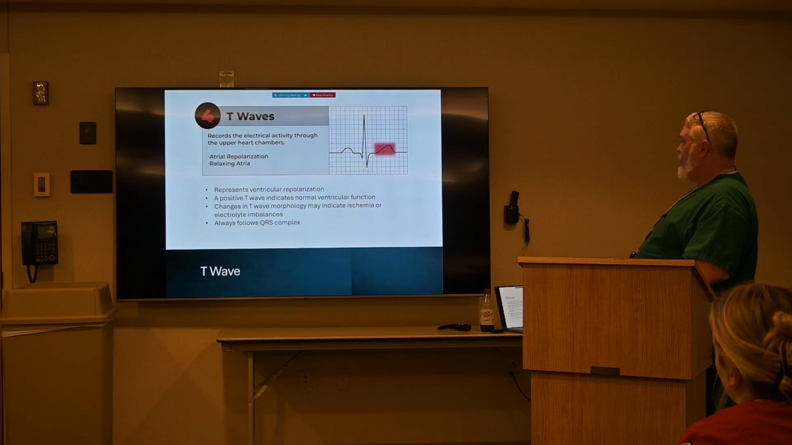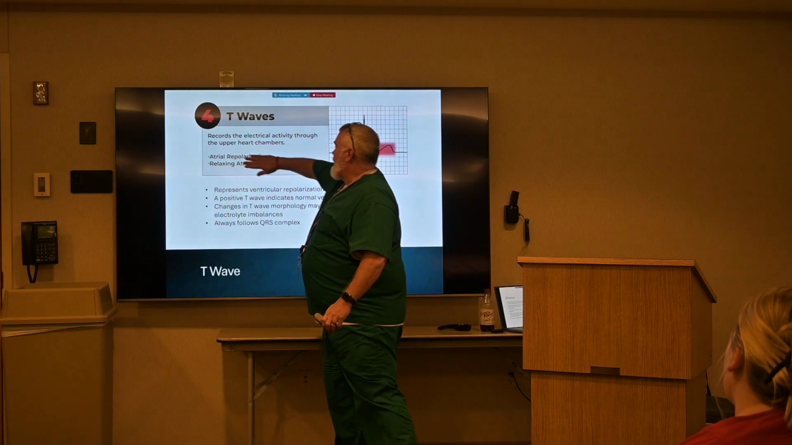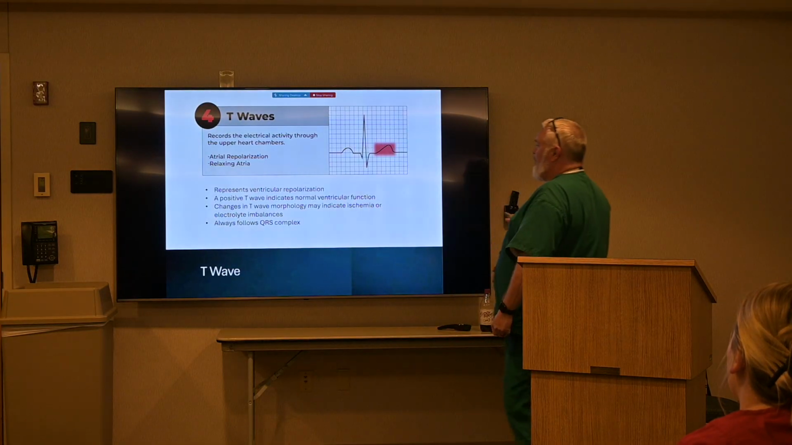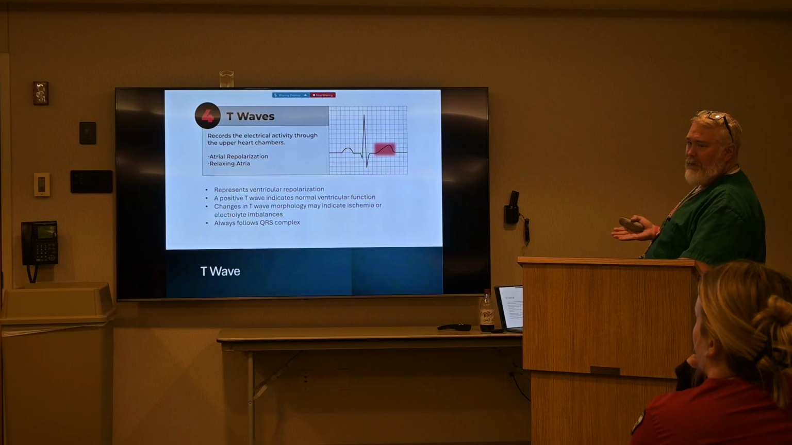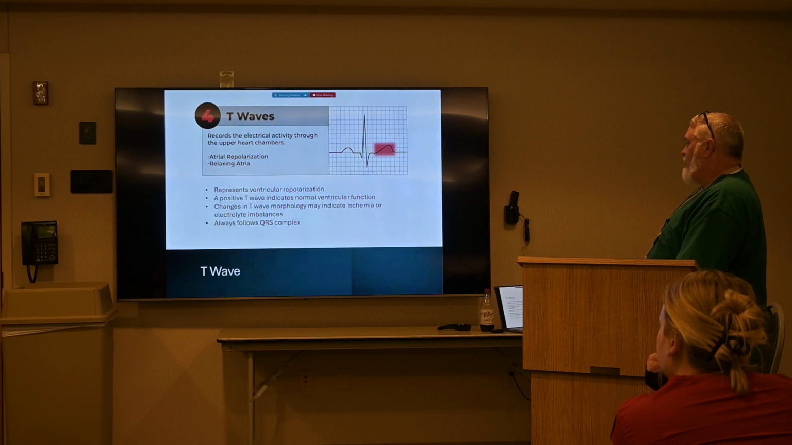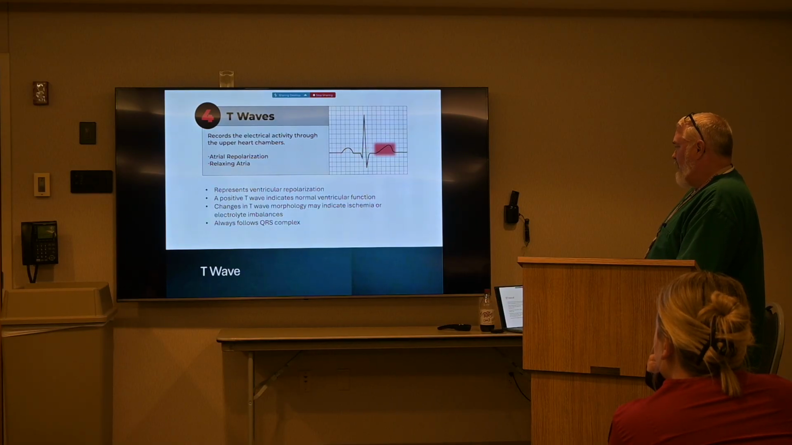T waves. And I'm not sure why I have it in there. Forget the atrial repolarization. T waves record the electrical activity through the upper heart chambers, but it really represents ventricular repolarization. A positive T wave indicates normal ventricular function. Changes in T wave morphology may indicate ischemia or electrolyte imbalances, and always follows the QRS complex.